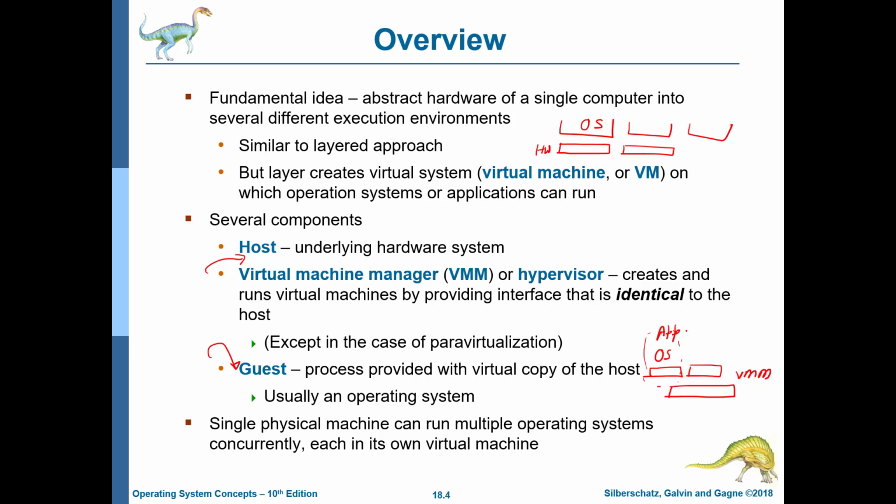Each application will essentially perceive itself to be running in isolation. It will not perceive the rest of the applications running on other operating systems on the same hardware. This specific OS is called a guest. It's a guest OS which is running its own applications. The key idea is that a single physical machine can run multiple operating systems concurrently, each having its own virtual machine.